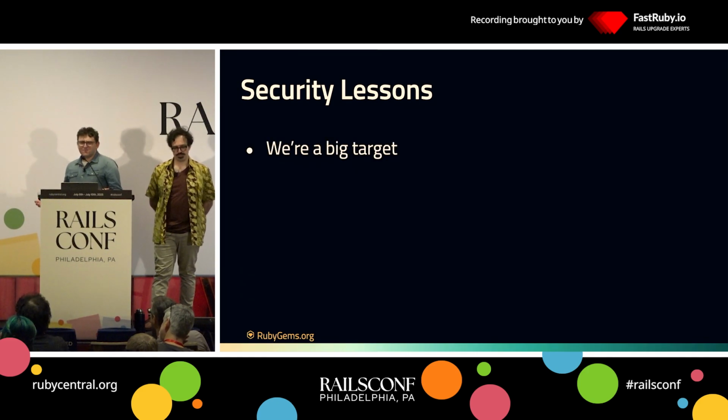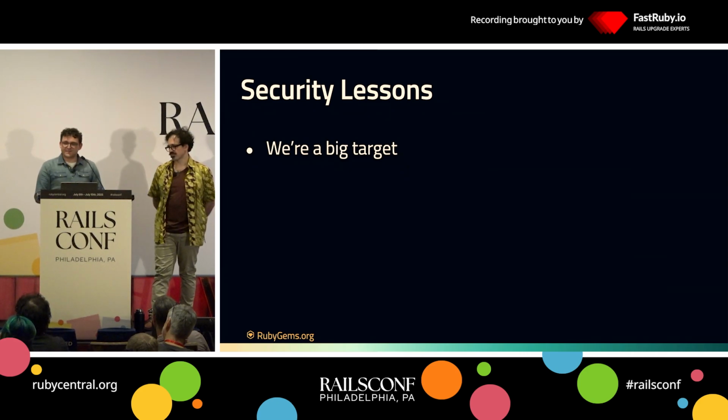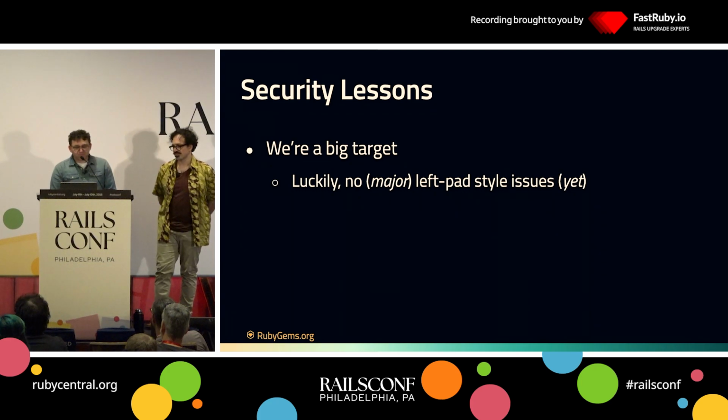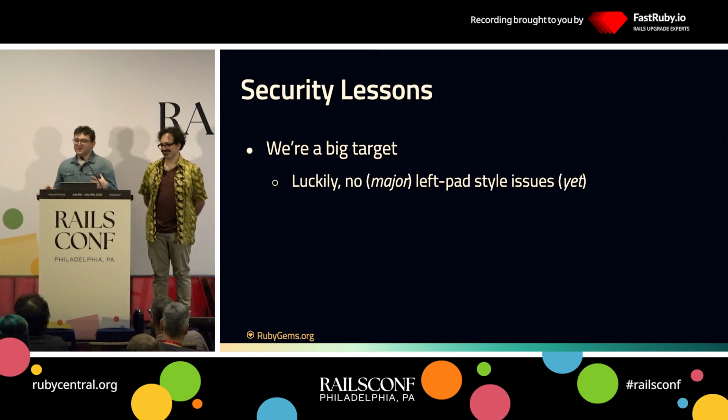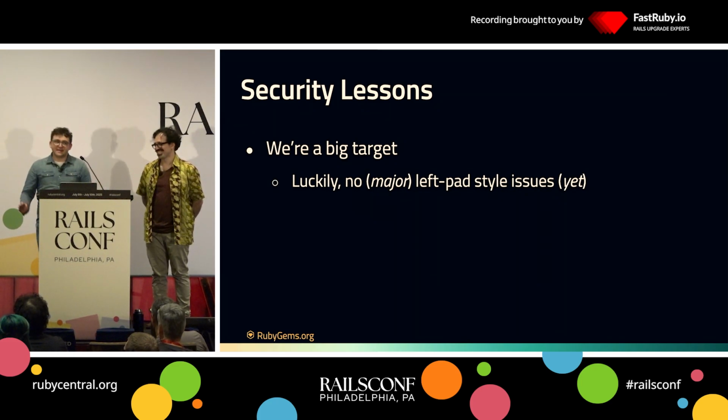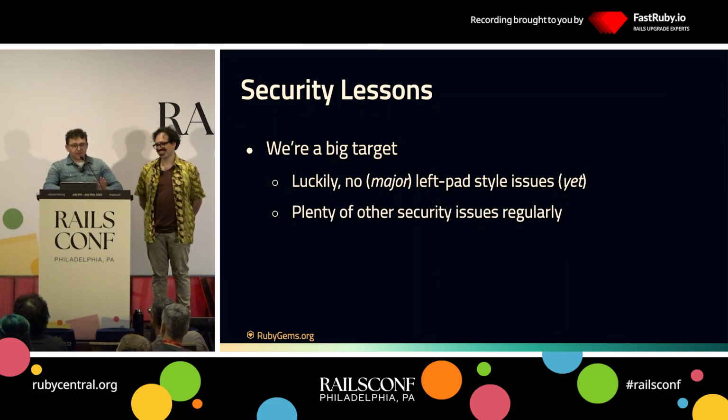Number one is we're a big target. Like, lots of users, people use rubygems.org to install code that runs on their machines. Kind of important to keep it secure. Luckily, there haven't been any left pad style issues. Emphasis on the major and the yet in that slide. But we have had plenty of other security issues regularly, from the interesting ones to the uninteresting, hey, just time to merge this dependabot PR and ship it and we're done.